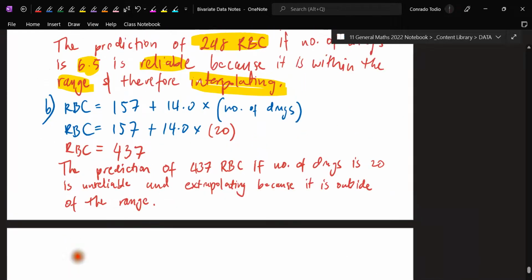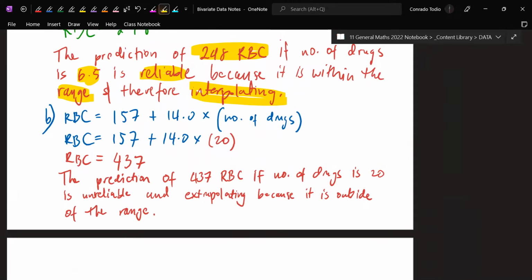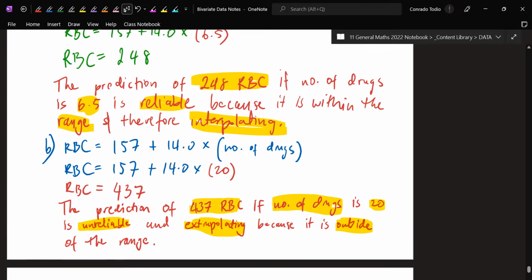Okay, so that's essentially what you need to talk about when you're interpreting this. So tell me what your prediction was. Give me the EV and the RV. So 20, unreliable, extrapolating, outside the range. Okay, it doesn't have to be in that order. You can see that my two answers there were slightly different, but they still talk about exactly the same thing.